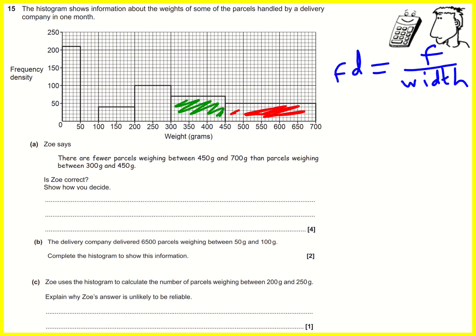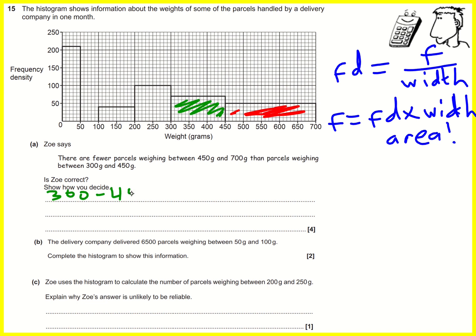What we need to do is work back to the frequency, and then that's where this formula again comes in. If I rearrange it, I get that the frequency is the frequency density times the width. And actually that means that the frequency is the area of each bar. So that's what we need to calculate. Okay, so if I look at the 300 to 450 bar first, and if I want to get the frequency, it's going to be the frequency density, which in this case is 70, multiplied by the width, which in this case is 150.